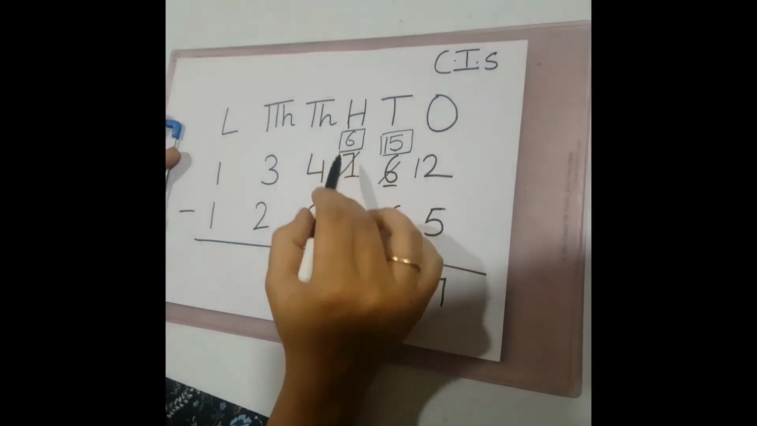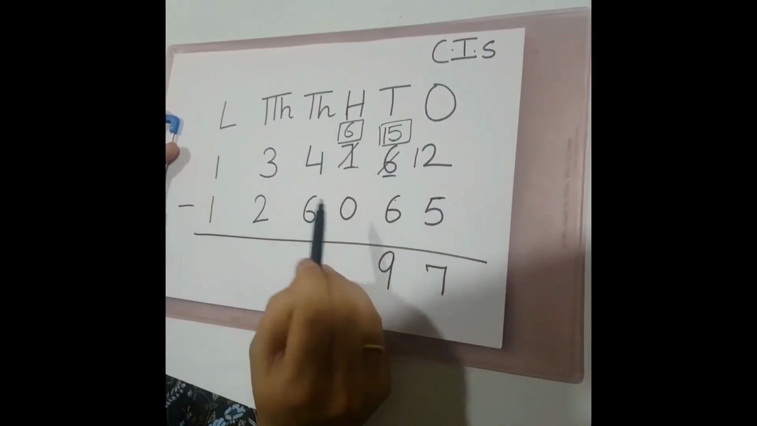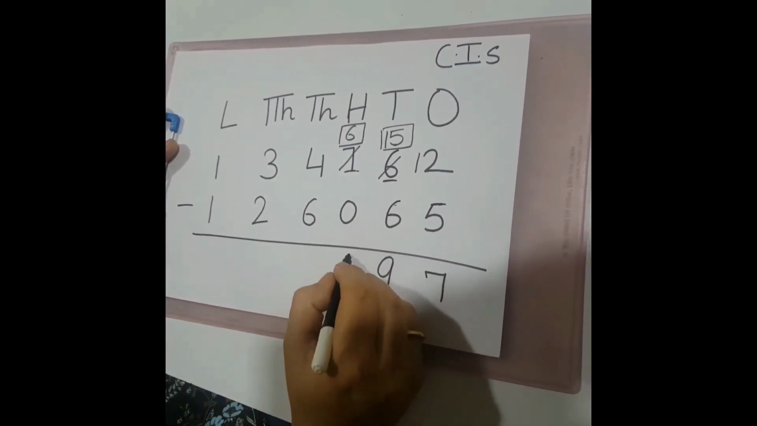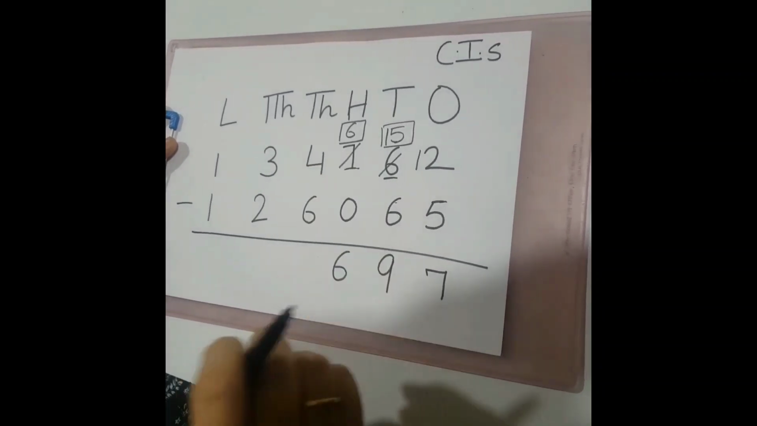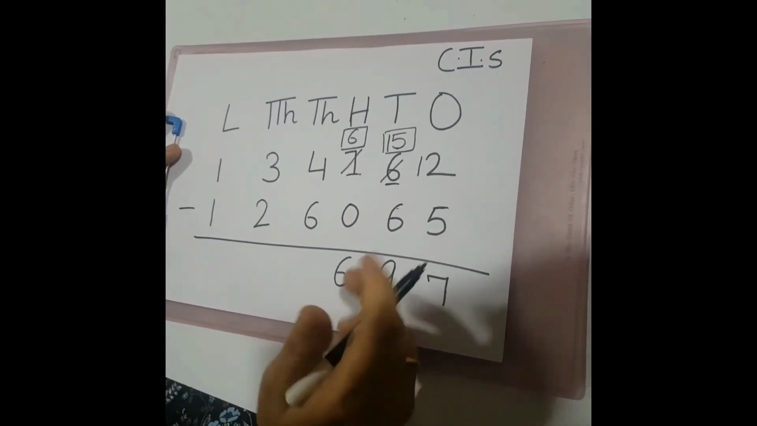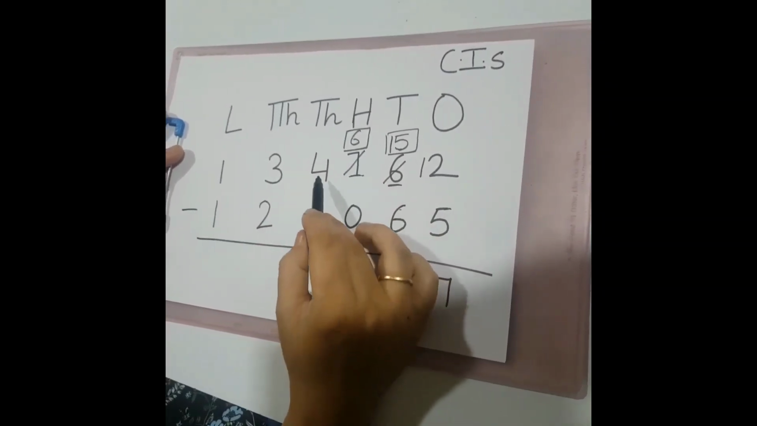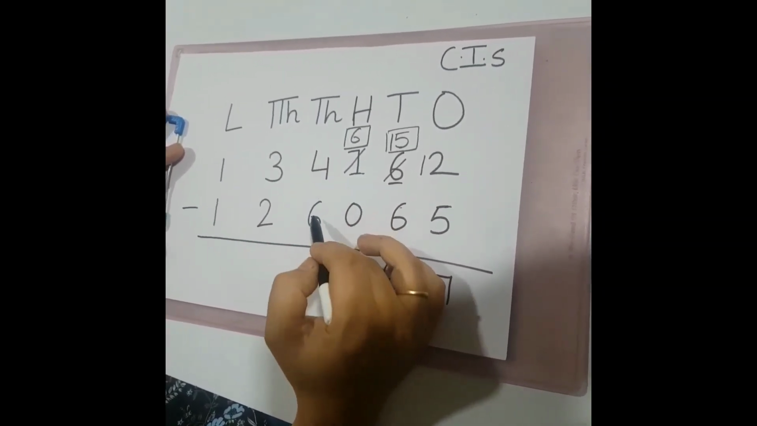Now we'll come to the next higher place value, that is the hundreds place. 6 minus 0 is 6. Here we have applied the zero property of subtraction. Now we'll come to the next place value, that is the thousands place. At the thousands place, 4 minus 6.